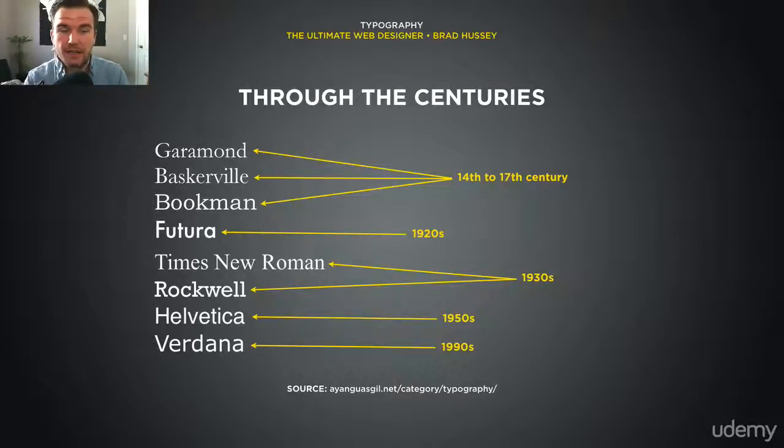And then by the 30s, we were looking at Times New Roman and Rockwell. Obviously, it looks like Times New Roman kind of was a little bit of a throwback to the 14th to the 17th century, but Rockwell, you could see, kind of had a little bit of a dirty 30s look. And by the 50s, we were looking at the famous Helvetica, a sans serif font. And in the 1990s, we were looking at a little bit more of a digital style of typeface like Verdana. Obviously, there are a lot more typefaces in between these. These are just some basic examples.